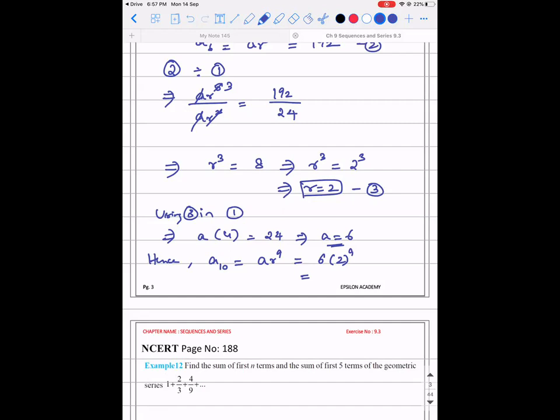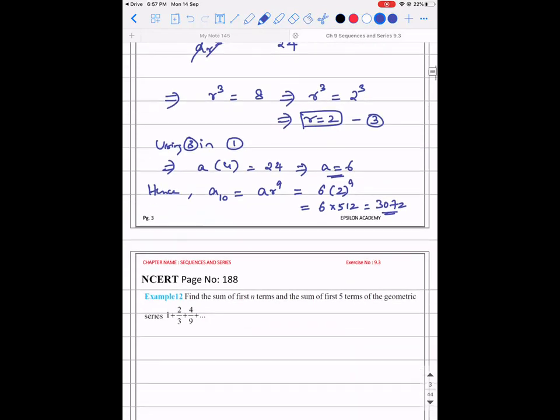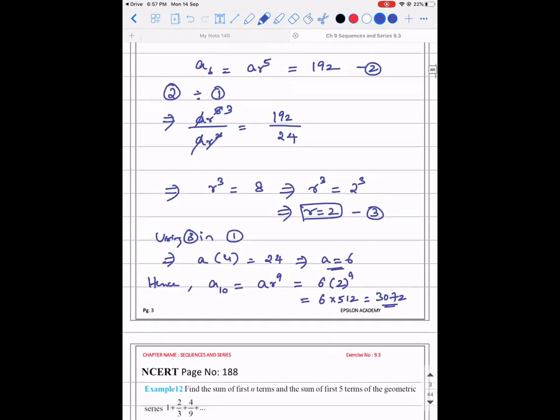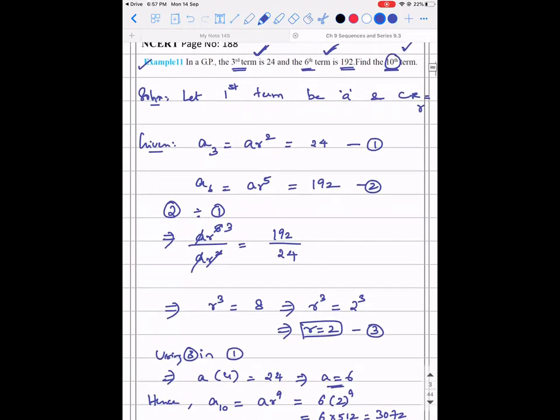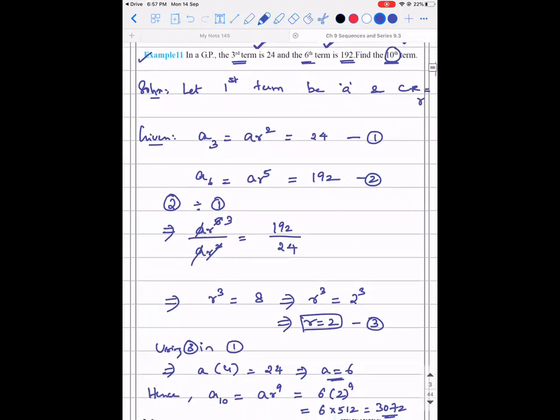512 into 6 is 3072. Sir, if it is 6 into 2 power 9, how to calculate? Then leave it as 6 into 2 power 9. 2 power 9 is known. You can leave it as 6 into 2 power 9. That's not expected. Okay. So this is how you solve these kind of problems.